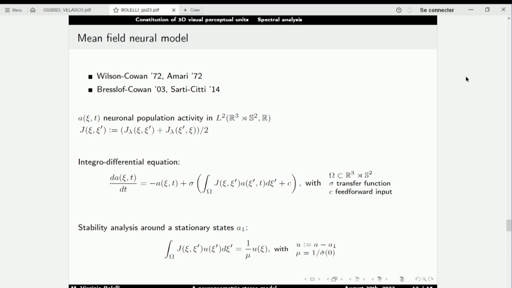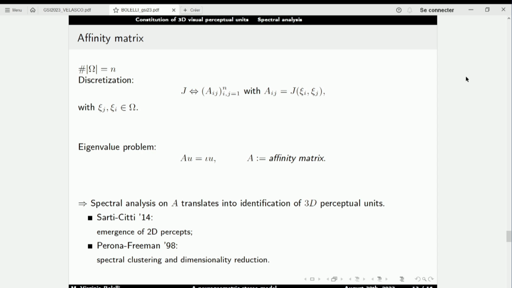Well, this is in the continuous case, but in applications we usually work with a finite number of points, and so to the kernel J it is usually associated an affinity matrix A, and in particular the eigenvalue problem becomes a problem of diagonalization of the affinity matrix. Here, spectral analysis on this affinity matrix translates into the identification of 3D percepts, and more precisely, eigenvectors will be related to percepts and eigenvalues to their saliency.